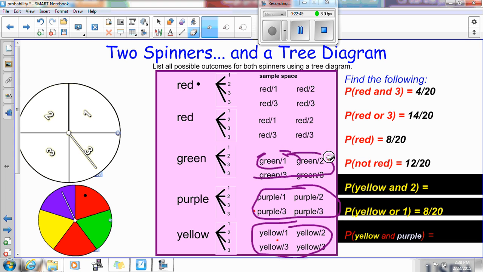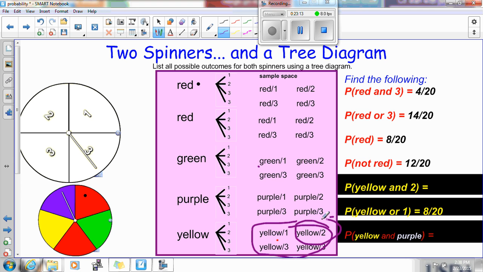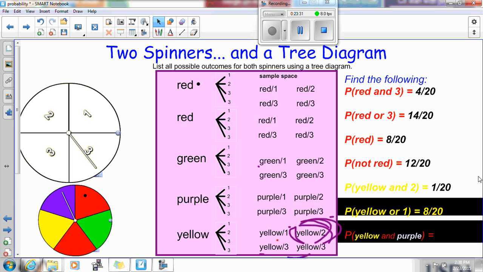Probability of yellow and 2. So the bottom ones are yellows. So I'll keep them. So we got 4 possible times it could be yellow. But it cannot just be yellow, it has to be yellow and 2. So out of those possibilities, the only ones we want is this one. We don't want the other ones because and means both things have to happen. So that is 1 time that happens out of 20, or 1 over 20.